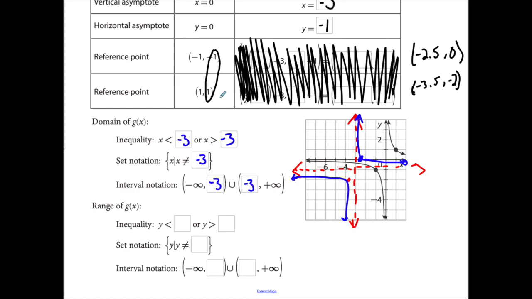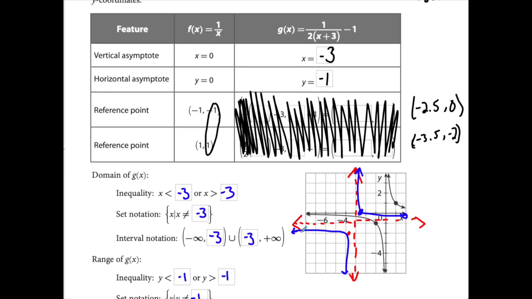Okay? And then the range of g of x. Well, this tells us that it's all the y's that are not negative 1 based on that horizontal asymptote. So either y is less than negative 1 or greater than negative 1. y is all the values that are not equal to negative 1. And as interval notation, negative infinity to negative 1, union negative 1 to infinity. You can write the plus infinity or not. That's not a big deal.